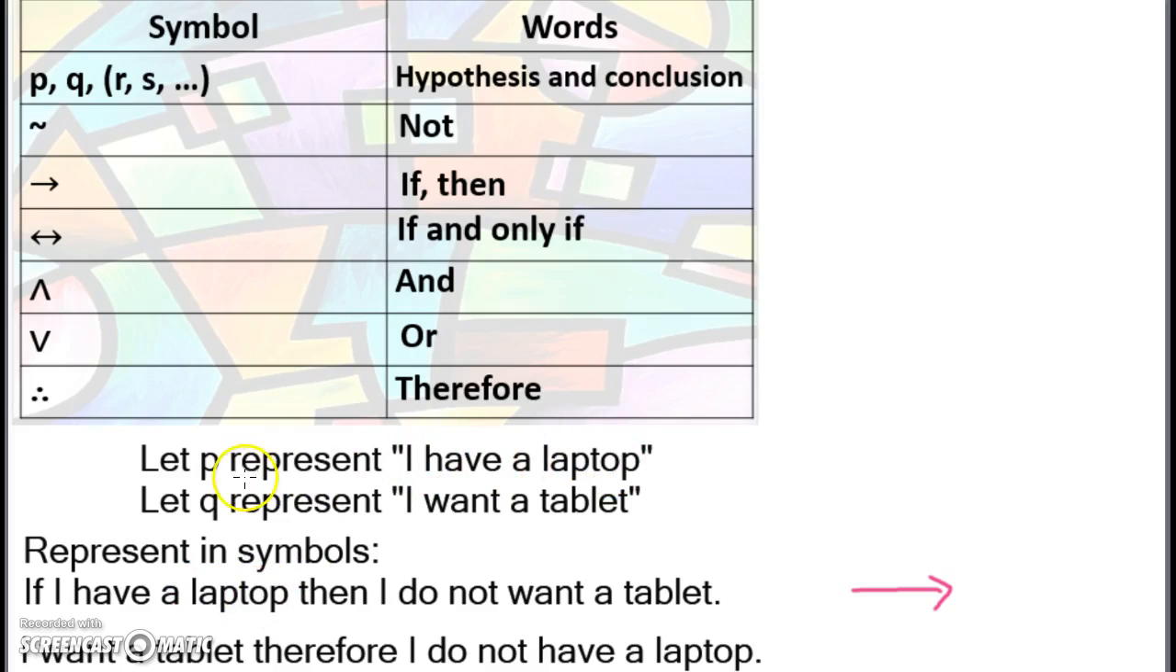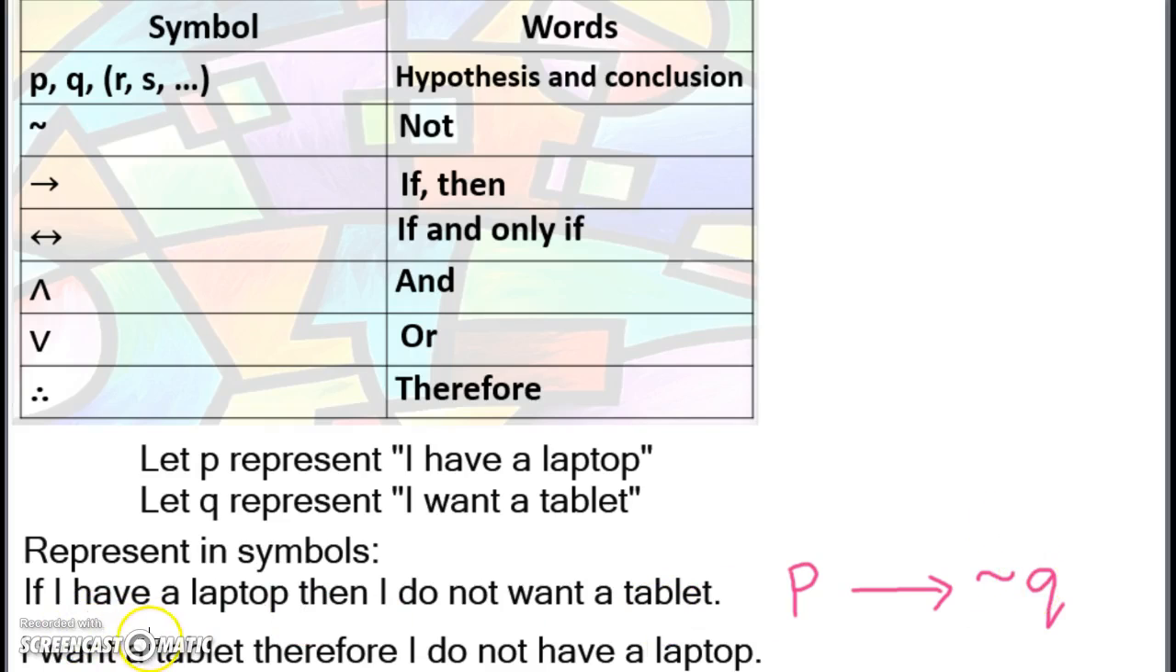Well, I have a laptop is going to be represented by the letter P. So I'm going to put a P where the hypothesis goes. And then the conclusion, the thing after the then, says I do not want a tablet. Well, Q is that I want a tablet. So if I want to put that I do not want a tablet, I need to make Q negative. And the way you do that is by adding the tilde or the squiggly. So you would put a tilde and then you would put a Q. That's how you would represent if I have a laptop, then I do not want a tablet.